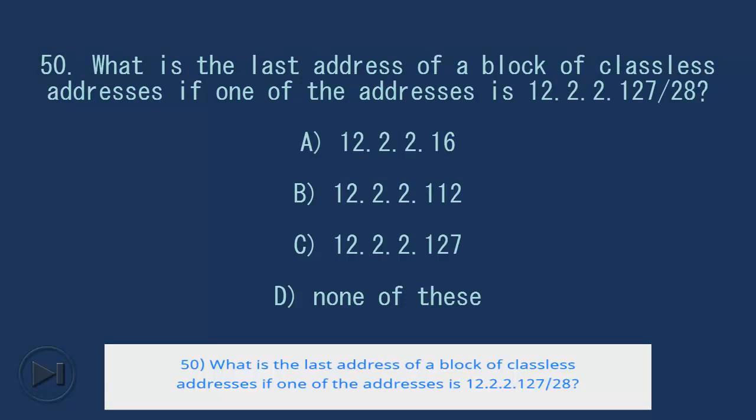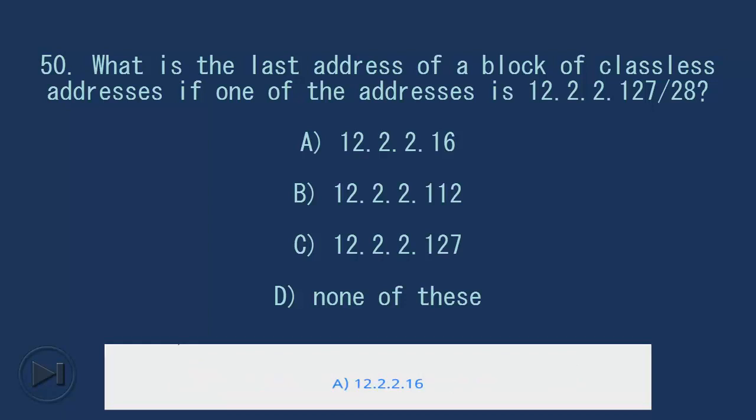50. What is the last address of a block of classless addresses if one of the addresses is 12.2.2.127/28? A, 12.2.2.16. B, 12.2.2.112. C, 12.2.2.127. D, none of these. Answer, C, 12.2.2.127.